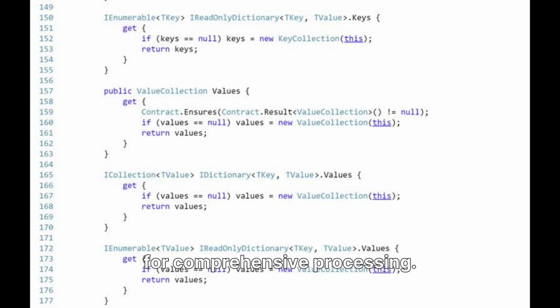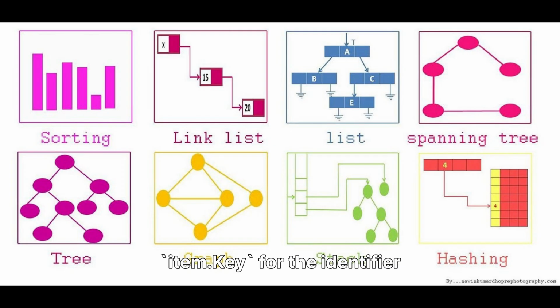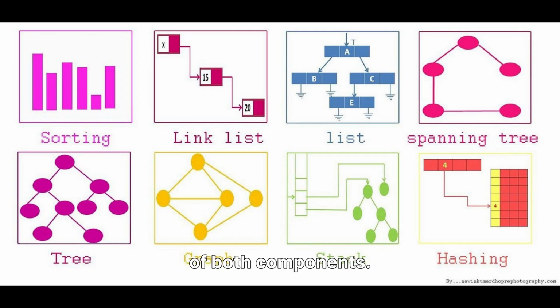for comprehensive processing. When using the KeyValuePair approach, each iteration provides an object encapsulating both the key and its value. You can directly access item.Key for the identifier, and item.Value for the data, allowing simultaneous processing of both components.